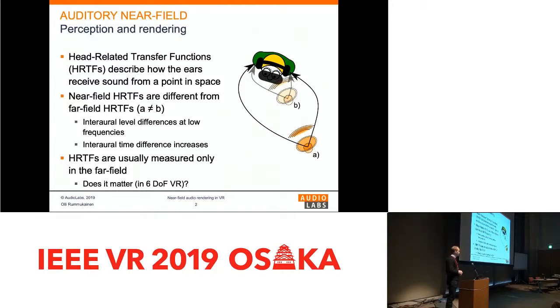And what we then wanted to find out is, is this really a thing? Should we really get the near field HRTFs and use them in VR, and what if we do it in 6DoF? If the listener can move and the sound source can move and everything is kind of fuzzier, what does that do?